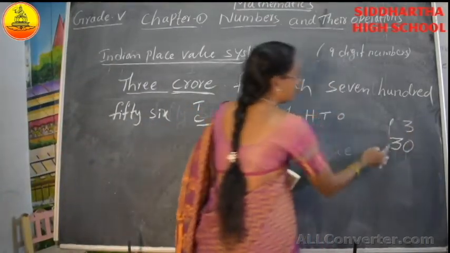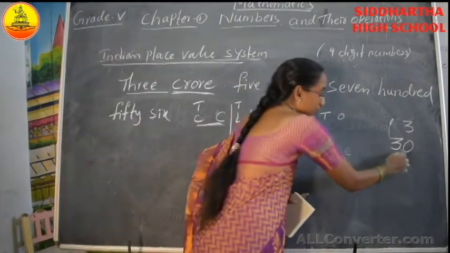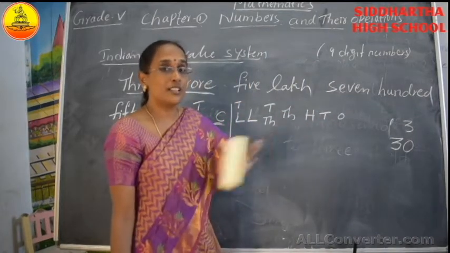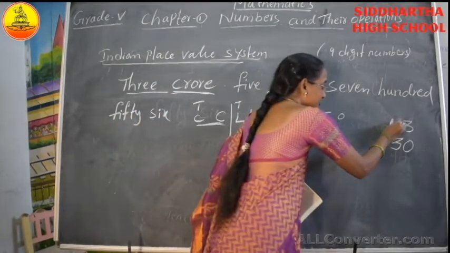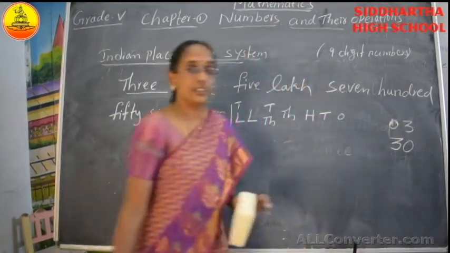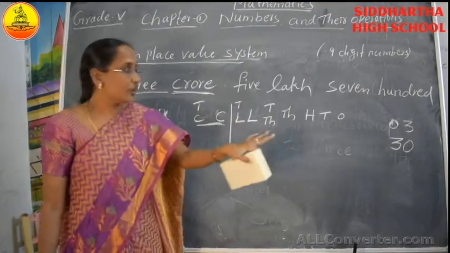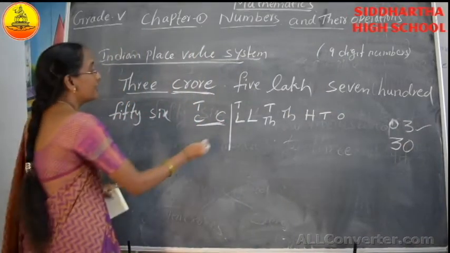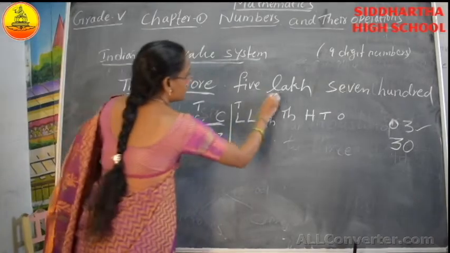If I write 3 and then the 0 on the right side, the value becomes 30. If I write the 0 on the left side, the value is 3, not 30, which is what we want. So you write the 0 before the single digit: 03 crores. Next, what is the next period, children?